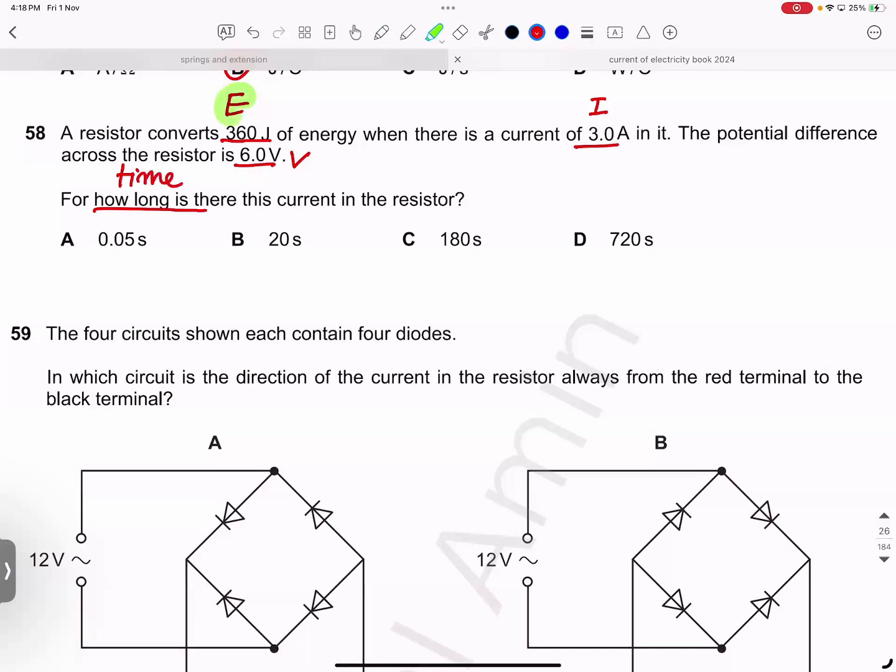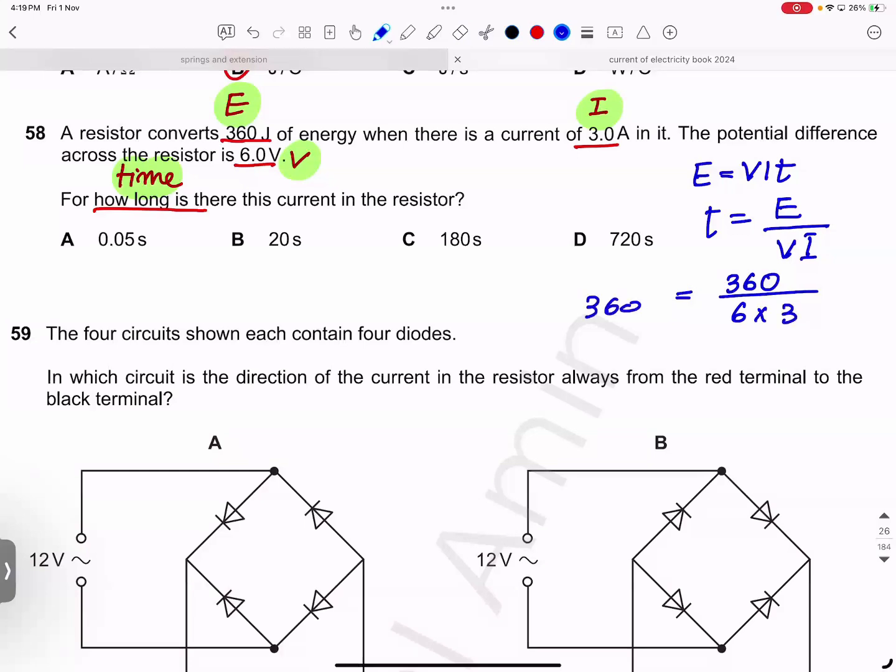You will think which equation has E, I, V, and T. The equation for electrical energy is E equals V I T. So if you rearrange, time will be energy over V I. Substitute energy 360 over V 6, I 3. 360 divided by 18. The answer is 20 seconds. B. Very good.